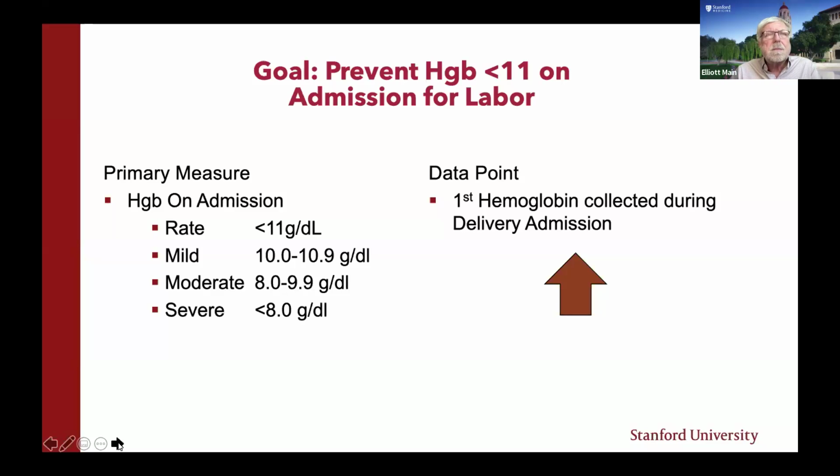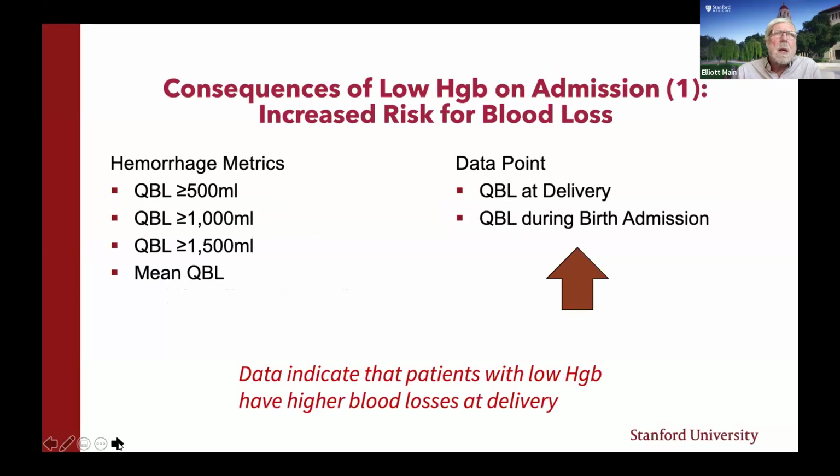Next slide. So then the first slide showed an intermediate outcome, which is anemia on admission. But what about the consequences of that anemia? And there are a couple of measures that we have that really can tie that together. One of them is increased risk for blood loss. It is interesting that data is now showing that patients with low hemoglobins actually have higher blood loss at delivery, i.e. they're more at risk of blood loss, even though they have less blood to begin with.